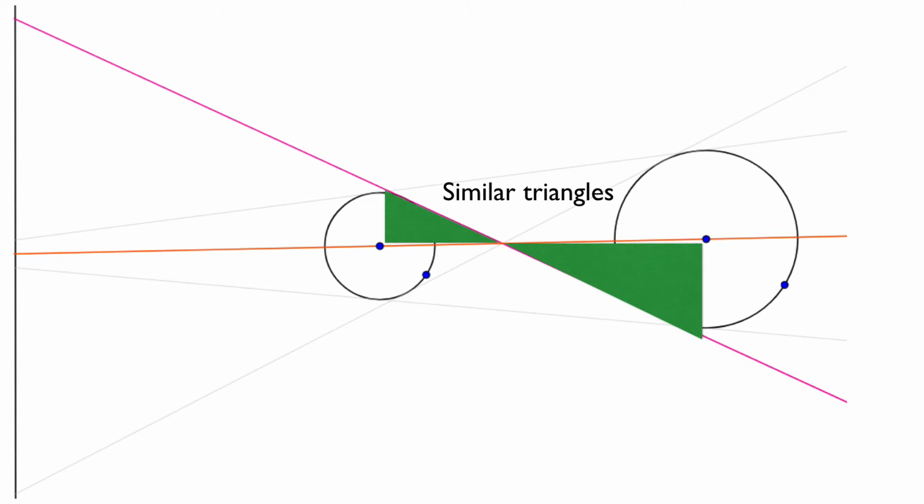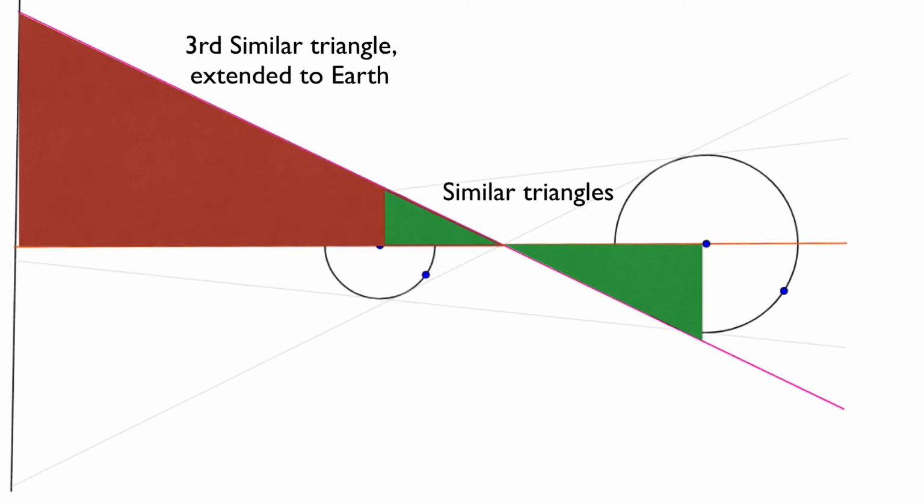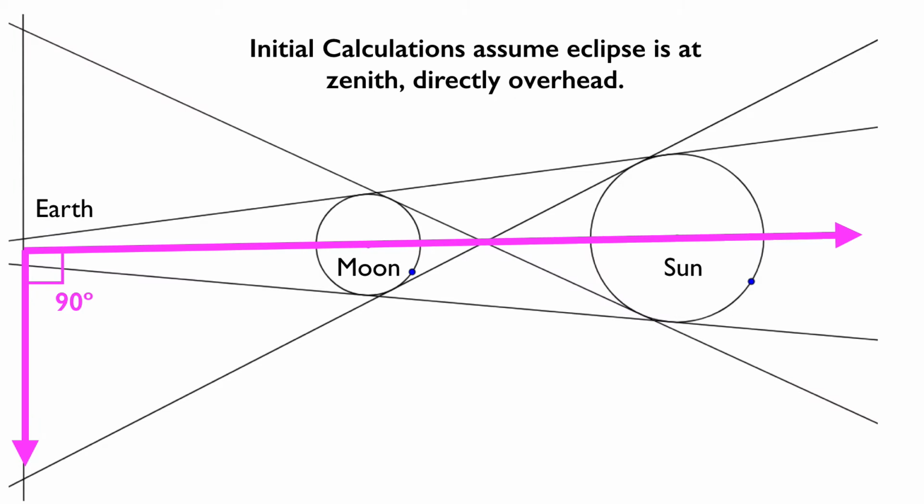But you essentially have similar triangles because the angle that those two triangles meet in the middle is the same angle. Those are called vertical angles. And then what we're going to do is extend the triangles to make a third similar triangle and extend it all the way to the Earth. And then just measure the one side of it and you've got the size of your penumbra. All right. So again, like I said, we assumed that the eclipse is taking place directly over the viewer's head.